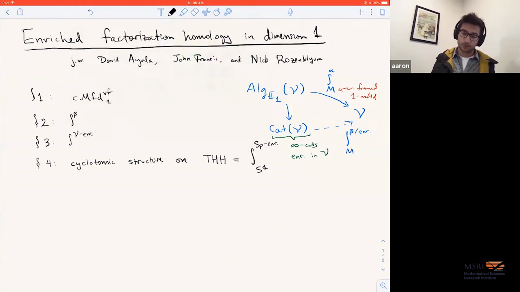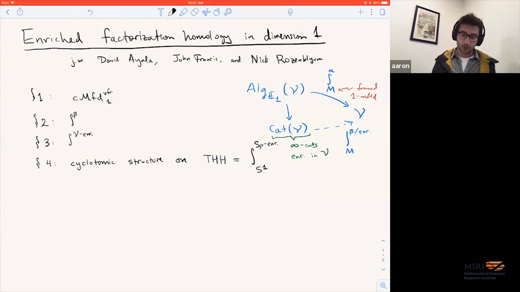Oh yes, and before I forget, the things that I'll be saying are scattered throughout various papers by these guys as well as myself. If you want to know where some specific thing can be found, I'm happy to tell you that as well.